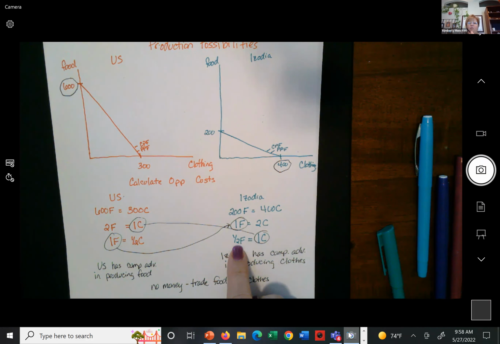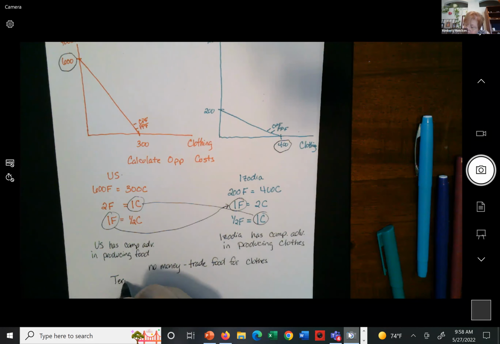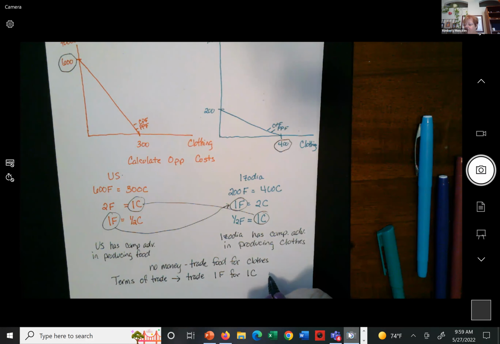So what if we trade one for one? Then the US gets an extra half a clothes, and Izadia gets an extra half of food for every food or clothing they give up. So we're going to go ahead and set the terms of trade at one for one. And if we do that, both countries will be better off.